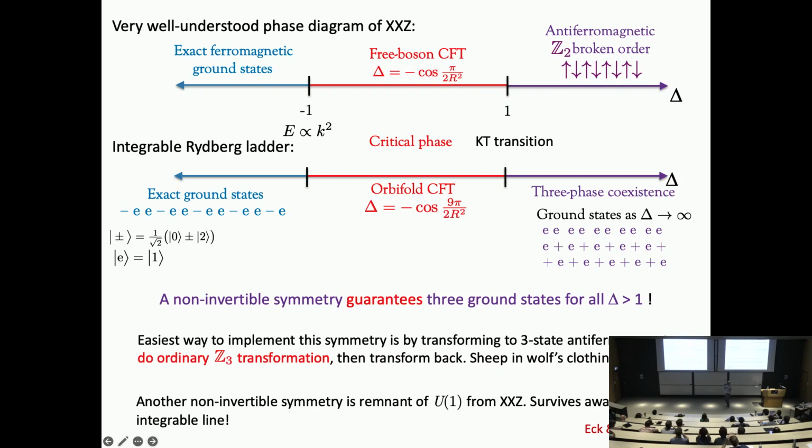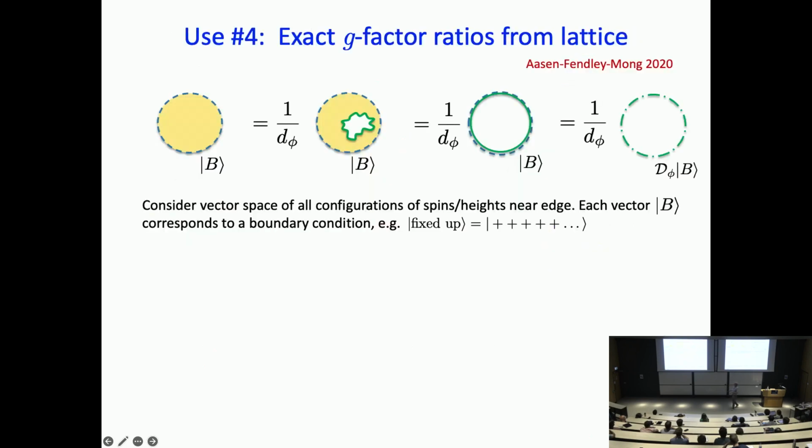Another cute thing is that there's a non-invertible symmetry that's a remnant of the U(1) of XXZ. XXZ has a U(1), but the other models don't. Right, so, okay, the last use, and then I'll stop. Yeah, okay, I'll do 1 minute of this.